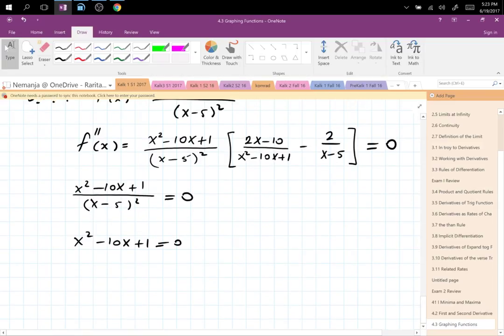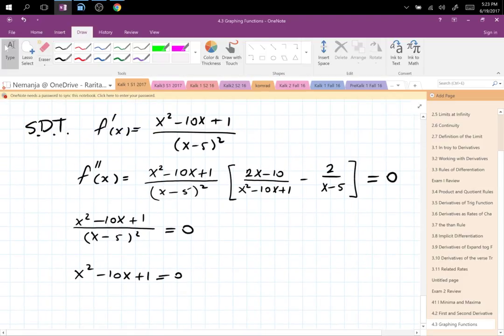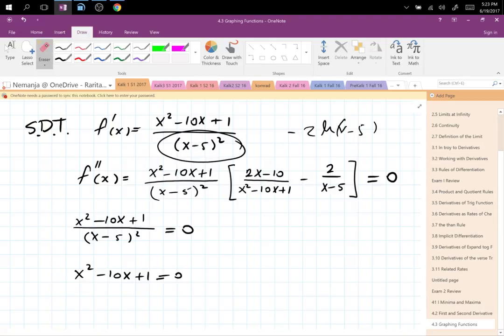Yes? You go through how you found the second derivative again. I use logarithmic differentiation. From where did you get the minus 2 over x minus 5? That's the denominator. It will be minus 2 ln of x minus 5. Oh, because it's to the negative. Oh. Negative because it was in the denominator.